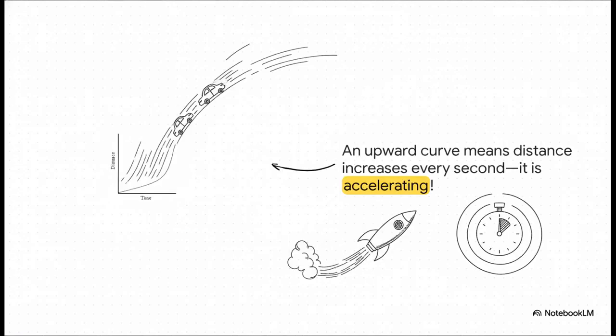When the line on a distance time graph isn't straight and instead curves upwards smoothly like a ramp, getting steeper and steeper as time goes on, it visually proves that the object is accelerating. The amount of distance it's covering every single second is literally growing larger and larger.